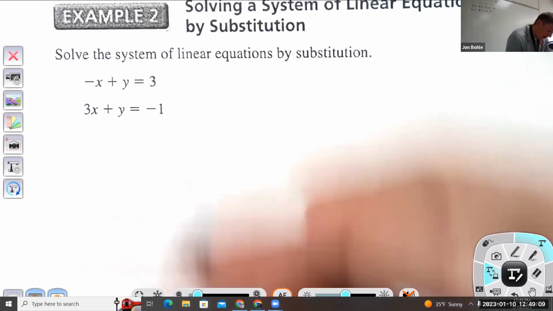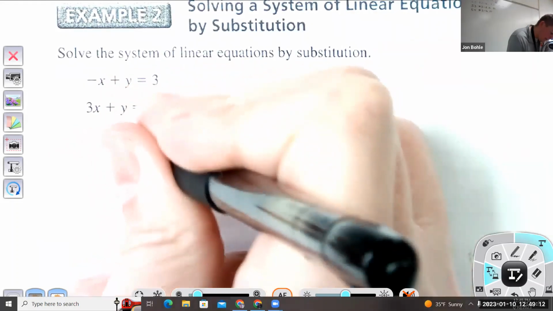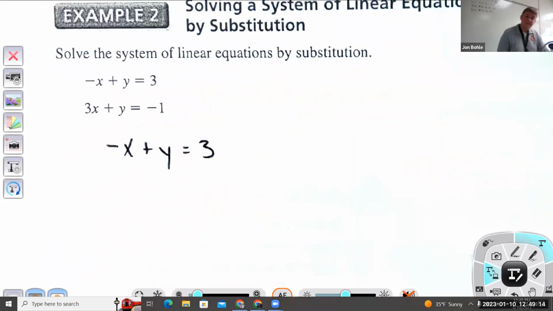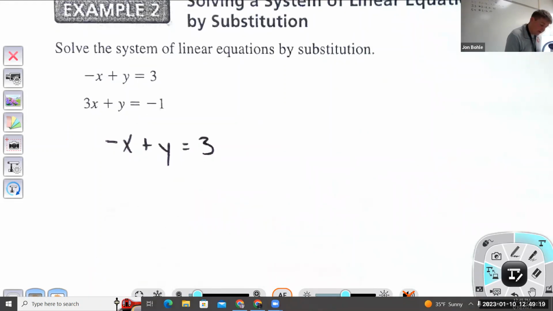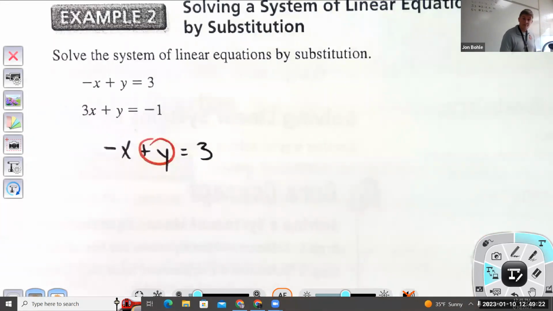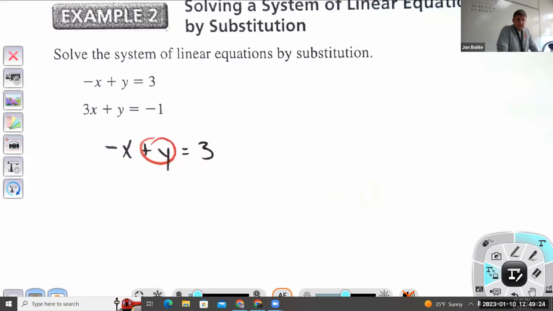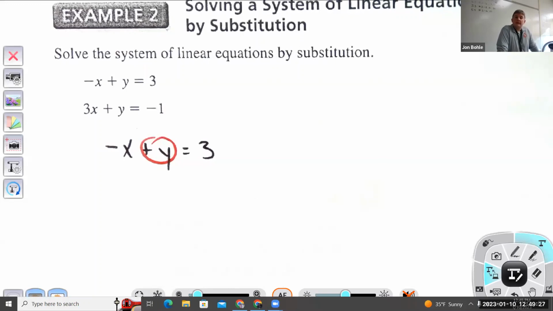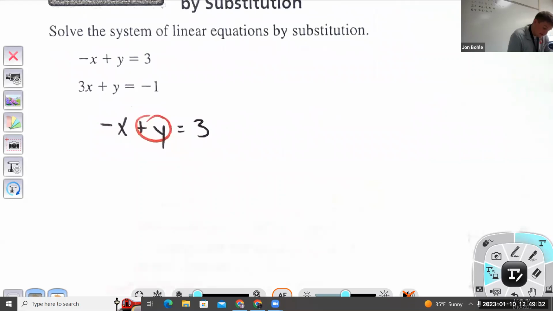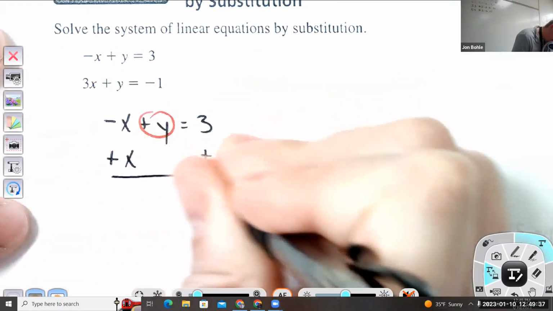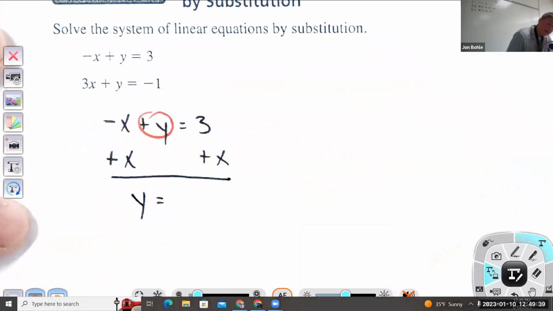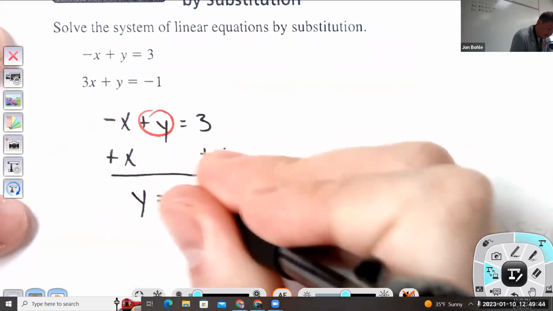Okay. So I'm going to take that top equation. Because if I just have y, that's 1y. And I am going to get this thing all by itself. How do I get that y by itself? Plus x on both sides. And then here I could write 3 plus x or x plus 3. I'm going to write x plus 3.